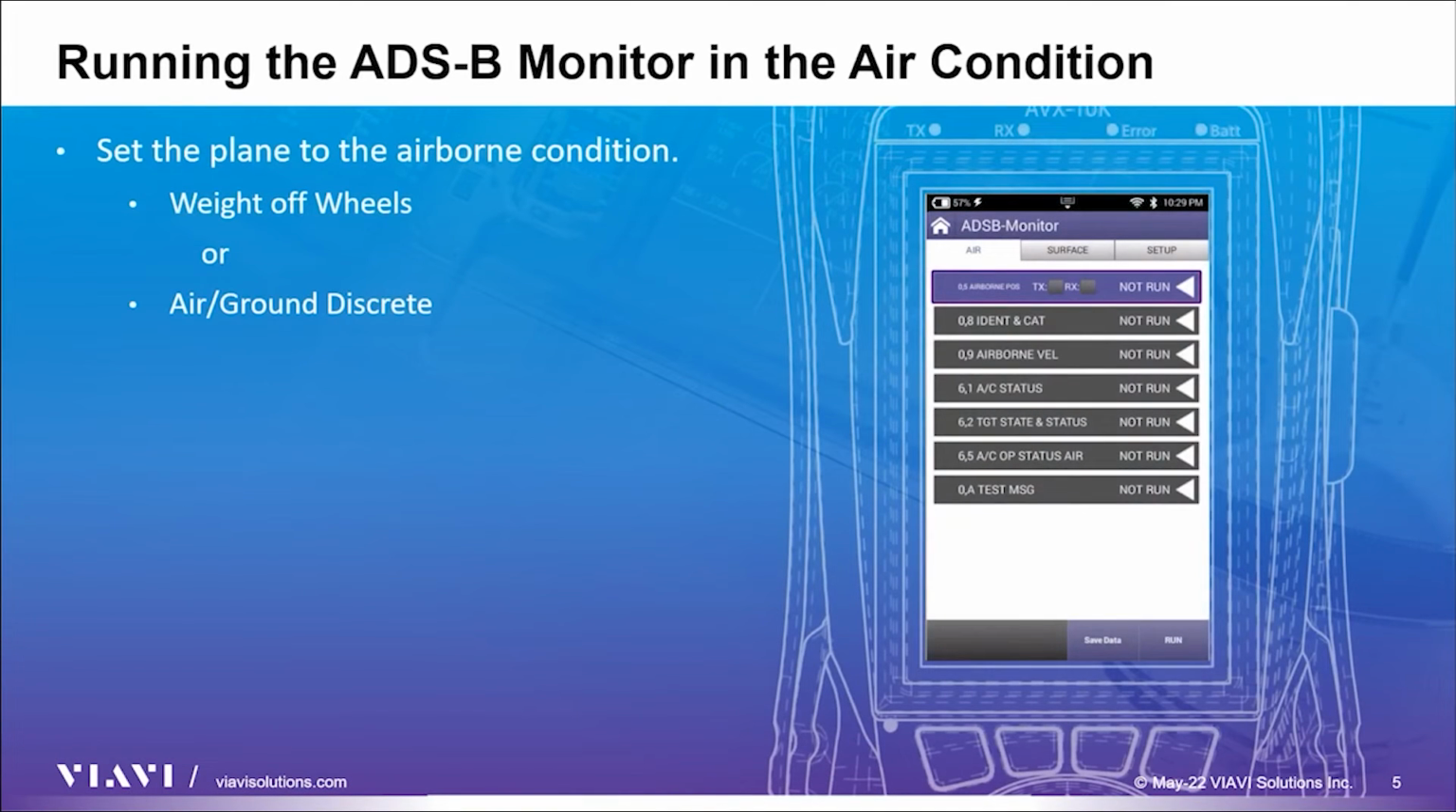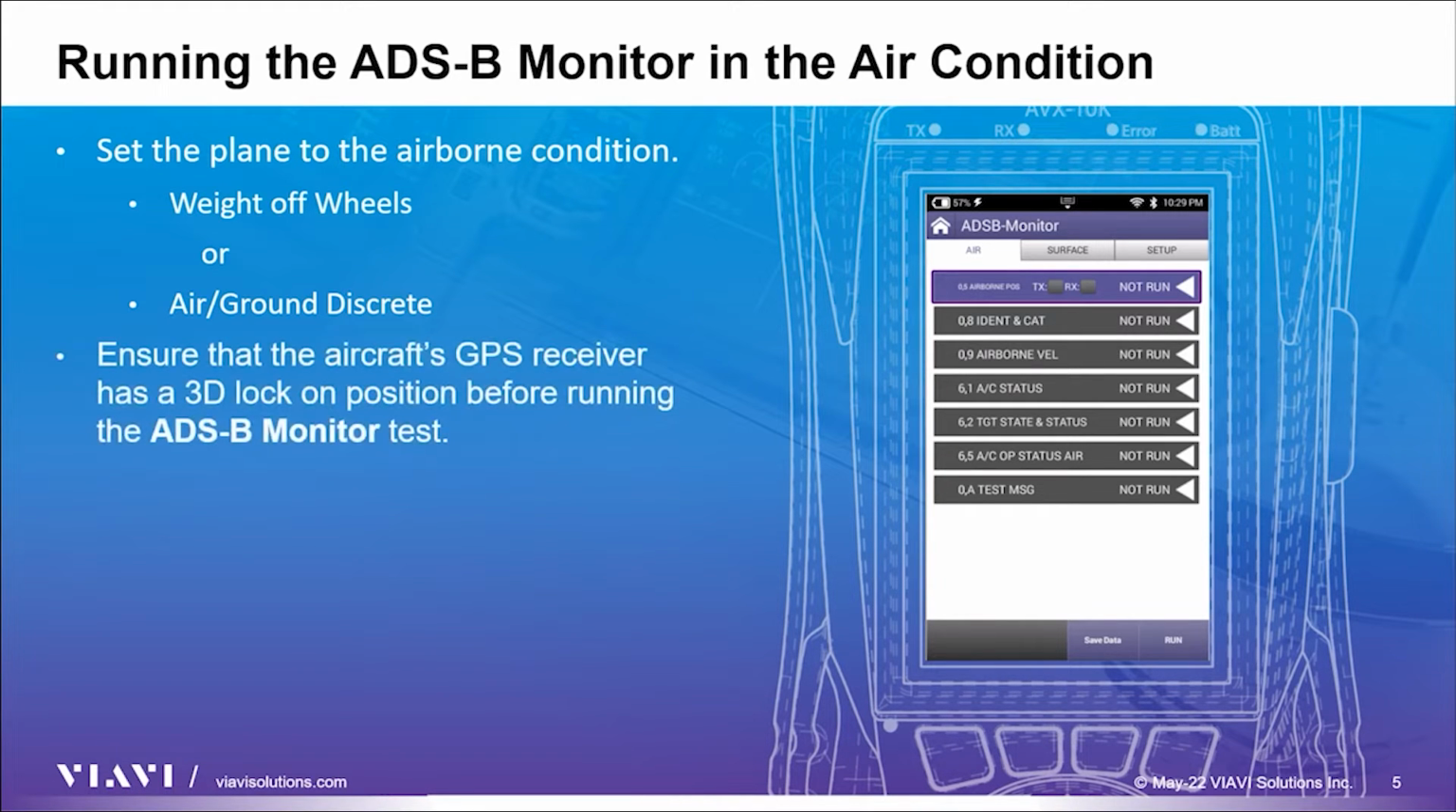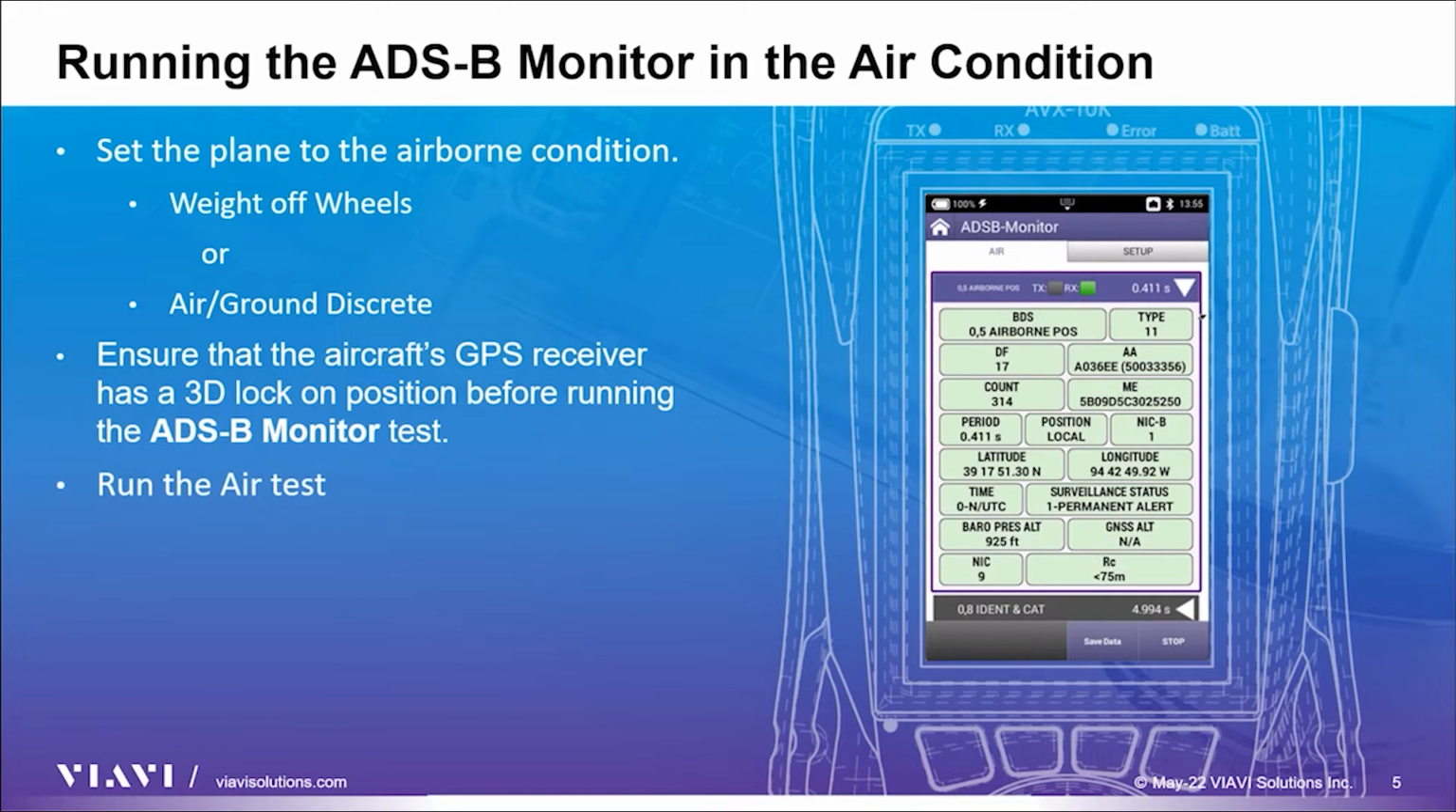Once you have all of the setup parameters entered, select the Air tab to load the airborne portion of the ADS-B monitor test. Ensure the aircraft being tested is in the airborne configuration before testing is initiated. This may involve setting the weight on wheel switch to the airborne condition, or setting the air-ground discrete in the airborne condition. Also, as stated earlier, ensure that the aircraft's GPS receiver has a 3D lock before running the ADS-B monitor test. Press the Run button to initiate the ADS-B monitor test.